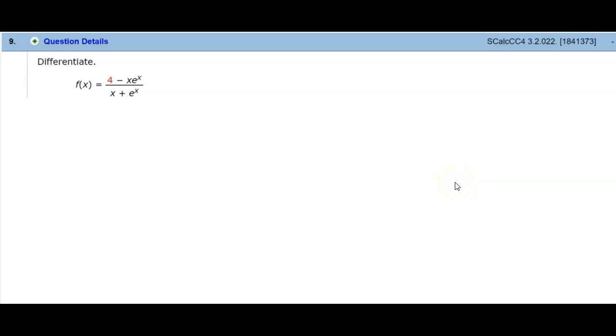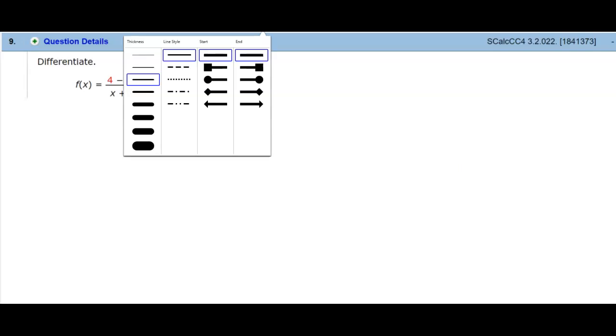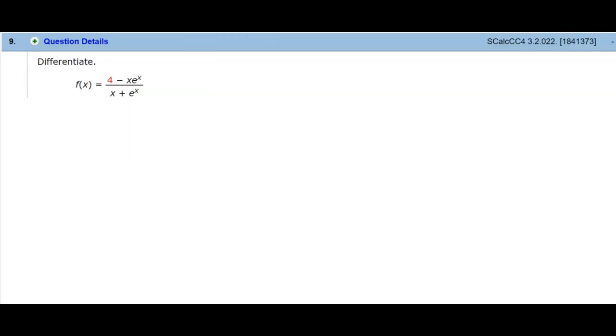Okay, here we're going to differentiate the function. By differentiating the function, we can see that this represents a quotient. So we're going to call the numerator function g, and we're going to call the denominator function h. Let's go ahead and write that down. The function for g, which is the numerator, is 4 minus x e to the x. And the function for h is x plus e to the x.